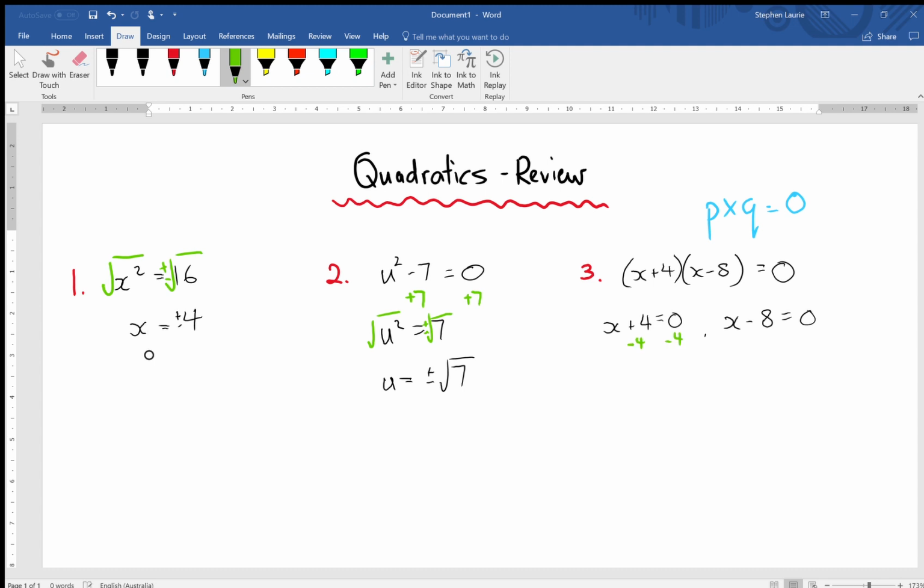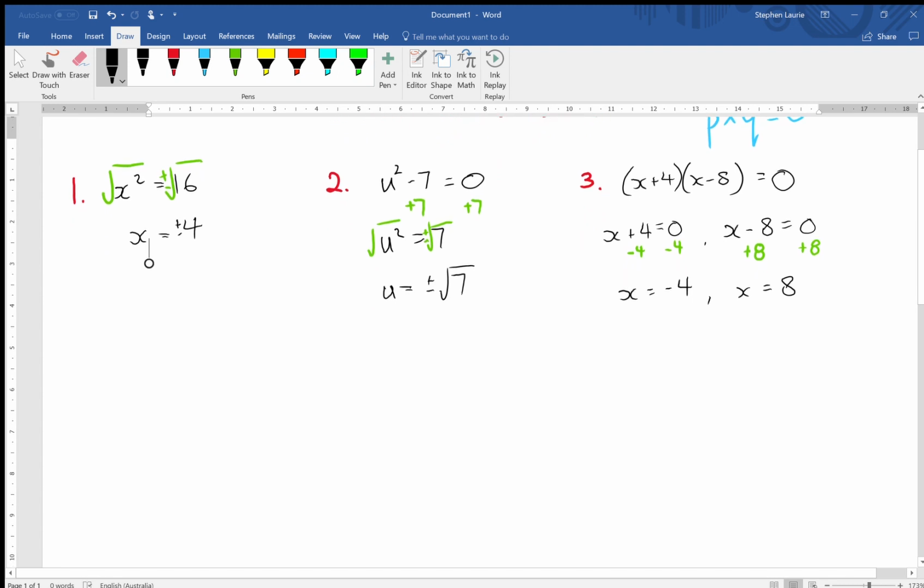And then these are just two simple linear equations to solve now. Minus 4 from both sides on that one. We'll add 8 to both sides on this one. So our answers are x equals negative 4 or x equals positive 8. Okay. Number 4. We're going to do 10, by the way. 10 of these. Alright, number 4.